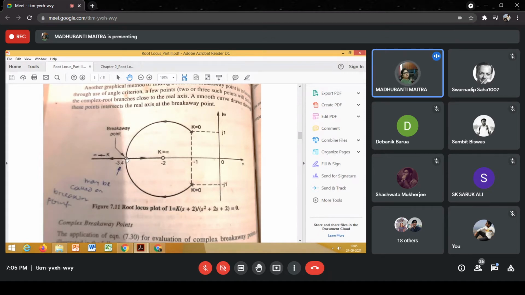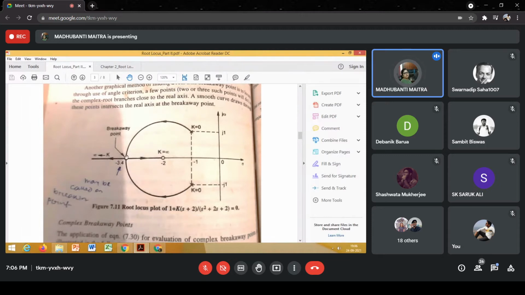after that you see one root branch will traverse along this direction and will terminate onto this open loop zero, right? And similarly, the second root branch will tend towards infinity. Here you see the number of asymptotes will be 2 minus 1 equal to 1. So this root branch will tend towards infinity as k tends to infinity along the negative real axis. And this infinite length segment is one of the locus segments.